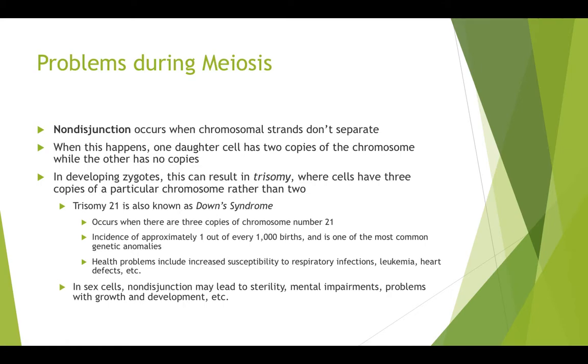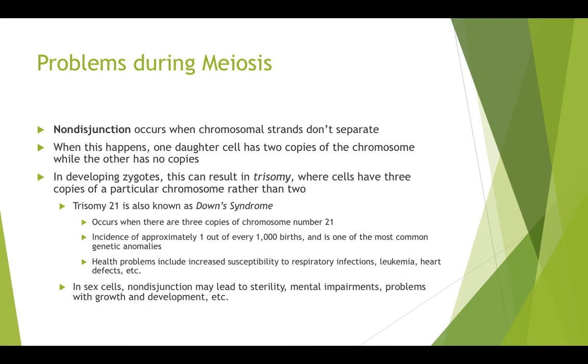So we've talked about how meiosis is critical because it sets the stage for sexual recombination, which is so critical in our evolutionary history with this relationship that we have with microbes. But sometimes problems arise during meiosis. One of those problems is called non-disjunction. This occurs when chromosomal strands don't separate.